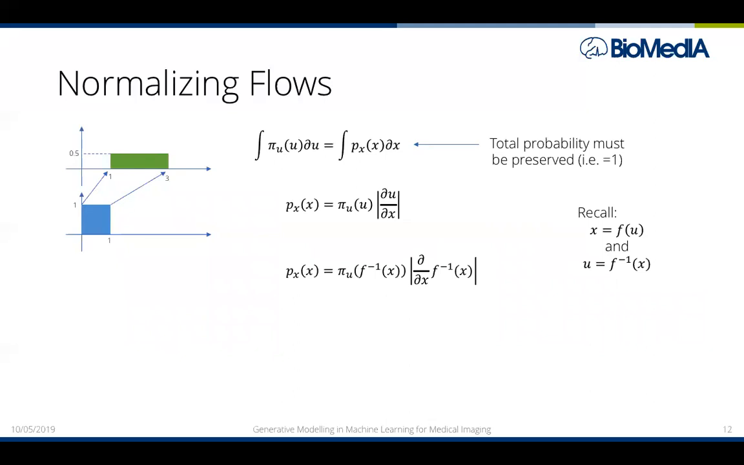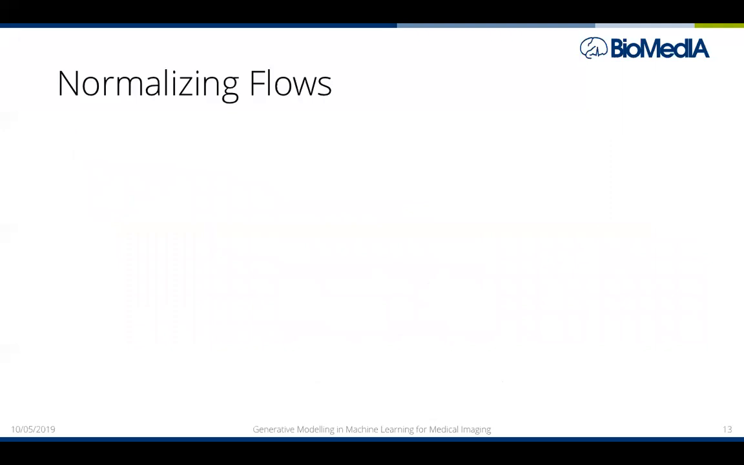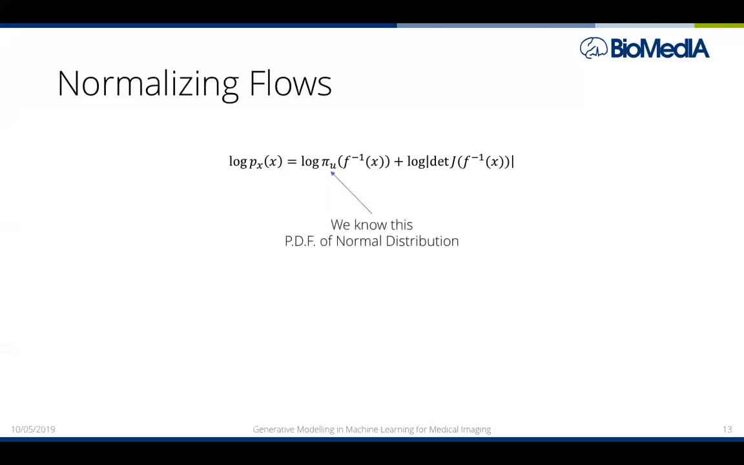Now, in higher dimension, the partial derivative just turns into the Jacobian matrix, and this here is our mapped probability density equation. So for machine learning, we can just take the log of both sides. So what do I mean by using it for machine learning? Well, if we have one distribution that we don't know, but we can also map it to a prior that we do know. And from this equation, we know this distribution here, which is the normal distribution.